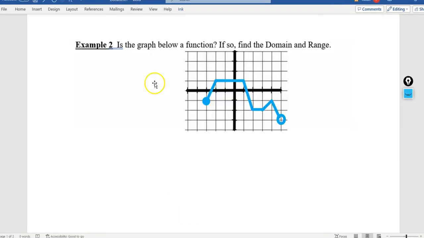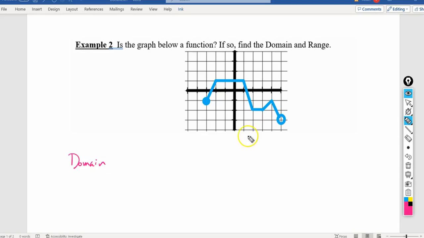Okay, all right. So let's get the domain. Let's do the domain first. The domain, you use the x-axis to measure how wide, starting from left to right. So this is the leftmost point on the graph.